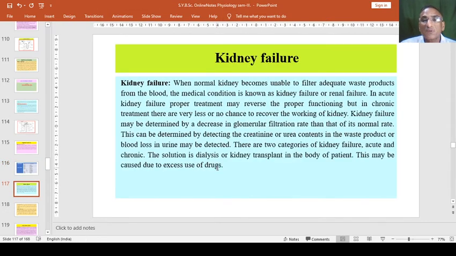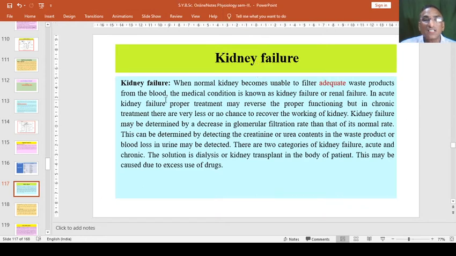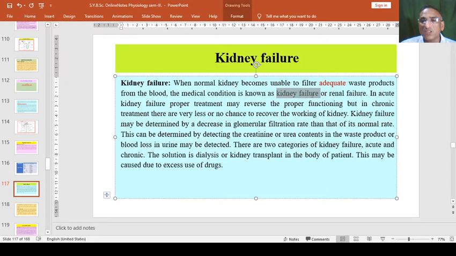If the kidney is not working properly, or if the physiology of the kidney fails to respond normally, we call it kidney failure. Kidney failure means the normal kidney becomes unable to filter adequate waste products from the blood, and the medical condition of such a situation is known as kidney failure or renal failure. There are two types: acute and chronic, meaning short and long periods of such a condition.